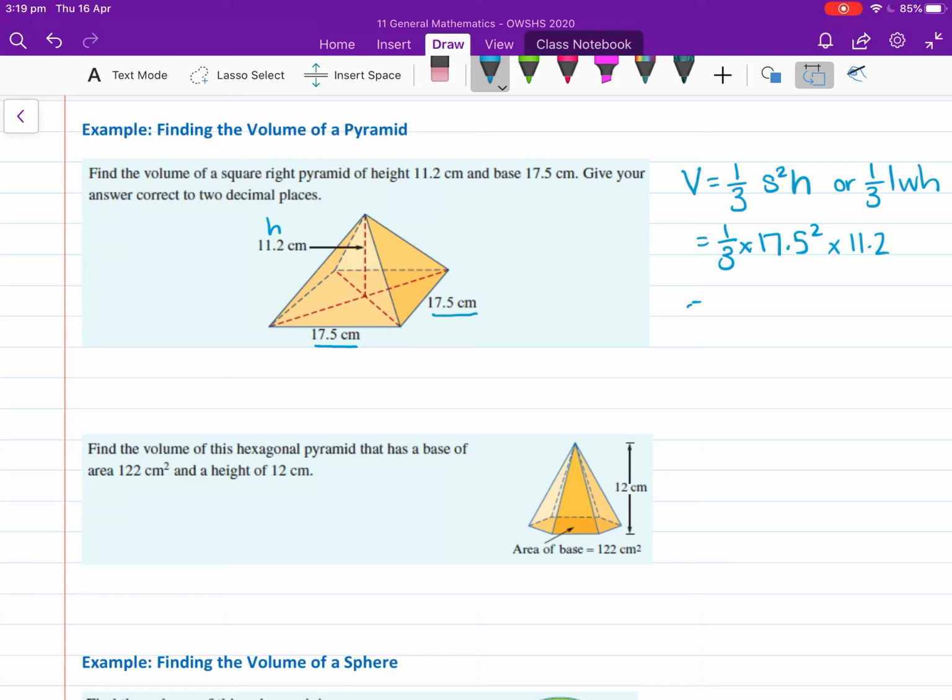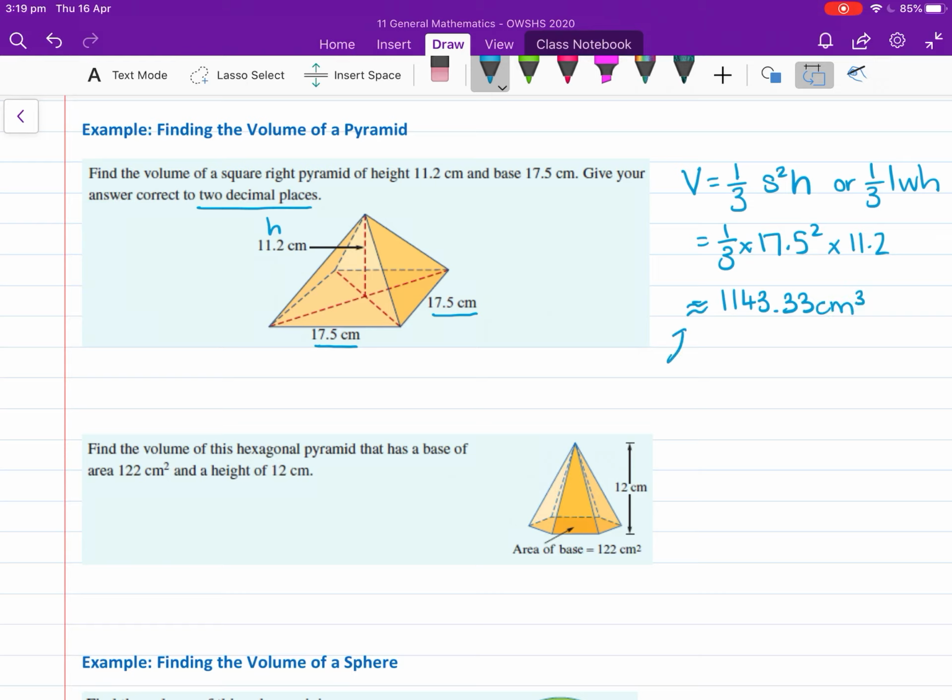So again, to put that into the calculator, we're going to put in 1/3. Again, you can use your ABC button, your fraction button, or you can do 1 divided by 3 times 17.5. Use your x squared button on the calculator, and times 11.2. So our answer for that is 1,143 and it's 3 recurring. So it's asked us to go to 2 decimal places, so we'll leave it there. And it's centimetres cubed being volume.